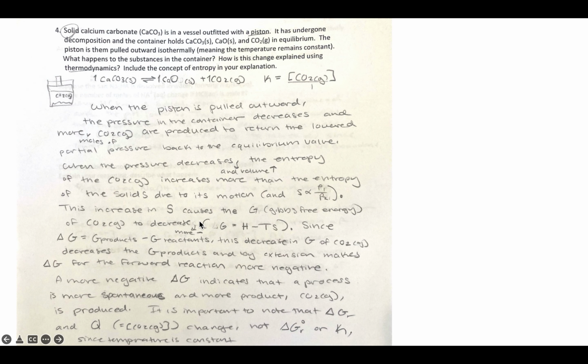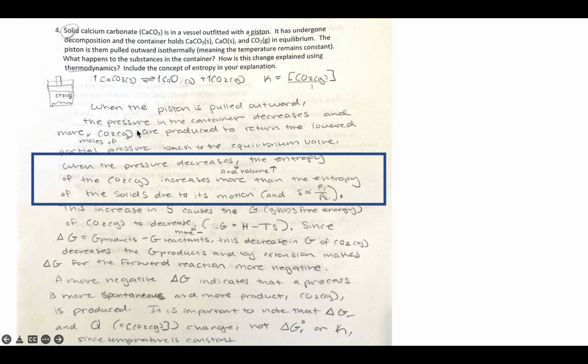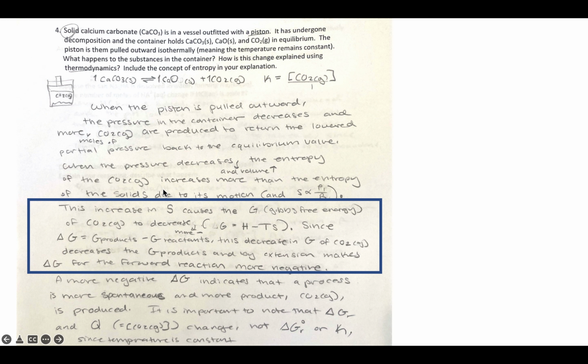This particular one begins once again describing what happens when the piston's being pulled outward, how we have a change in entropy, and what does it mean to consider the change in entropy for the CO2, and how then the change in entropy of the CO2 can be connected then to the Gibbs free energy.